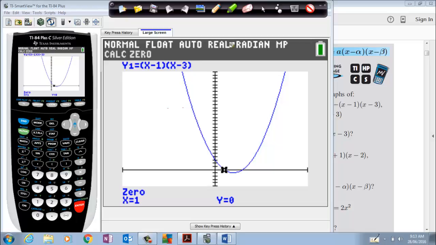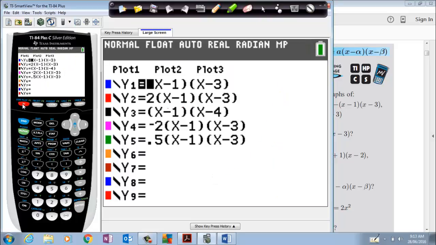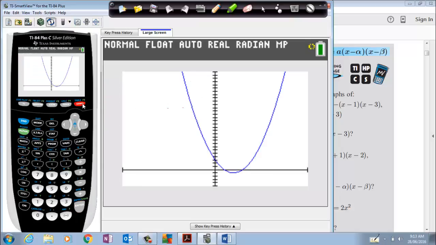Okay, now we'll look at the effect that the A in the front has. So I'll go back to y equals, and this time we're going to now see what this 2 does. So I'm going to now highlight this second graph and plot these two together. So there's the graph of the 2 out the front, so it's made it narrower.